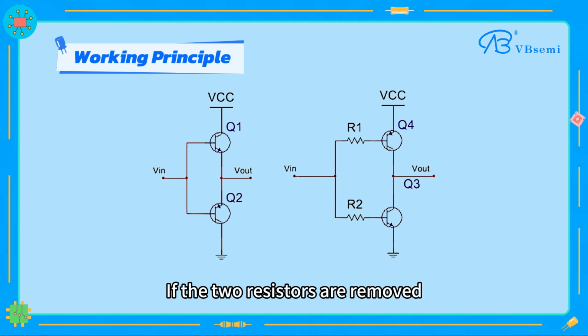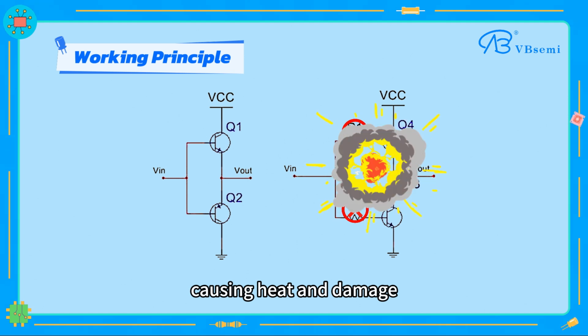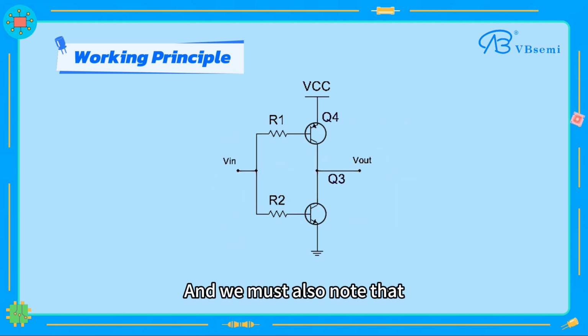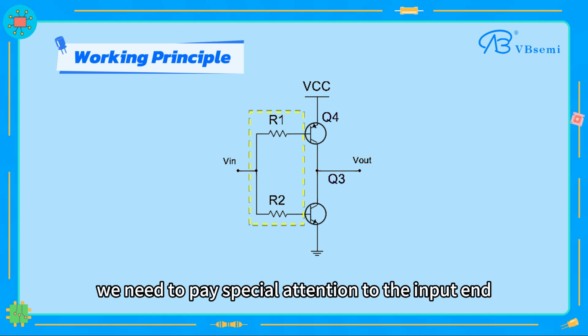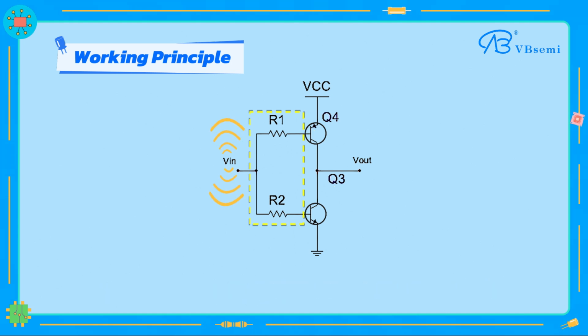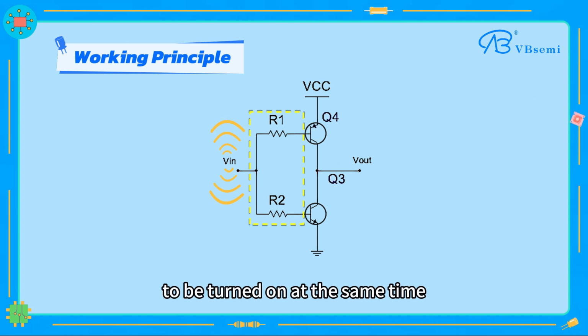If the two resistors are removed, the upper and lower tubes will easily be connected in series, causing heat and damage. And we must also note that, under the protection of these two resistors, we need to pay special attention to the input end to always have a signal, and its amplitude must not cause the two tubes to be turned on at the same time.